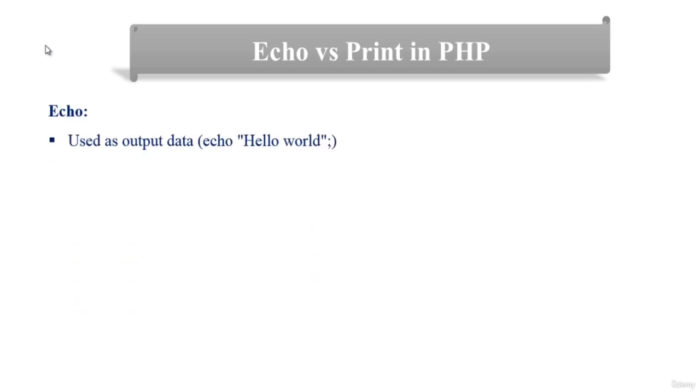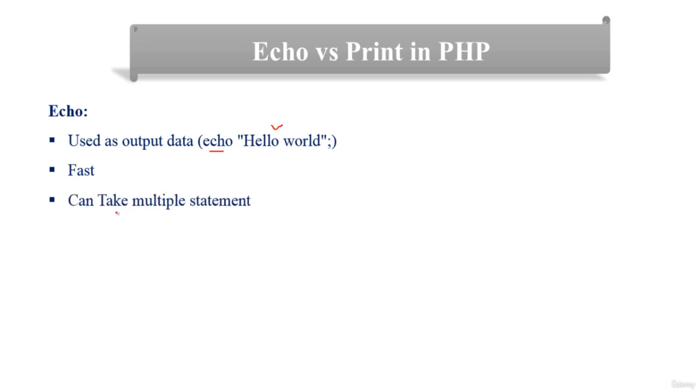It is used to output data. This is an output function. If you want to display anything to the user, we use the echo method. For example, echo can display anything to the user. You can also use any variable here, and it will display the variable's value. This is the first method.